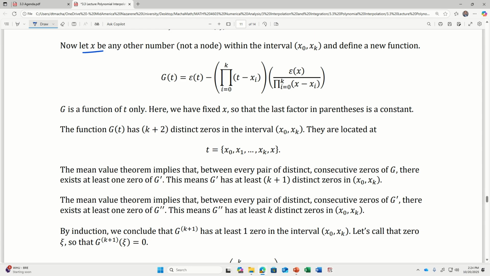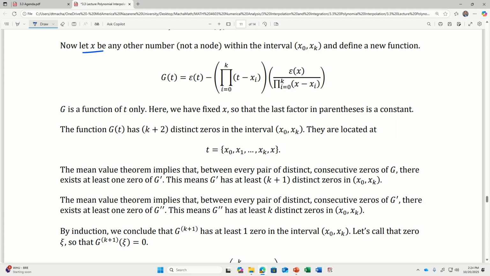The next claim here says the function g has k plus 2 distinct zeros. They're located at all of the nodes, right? There's k plus 1 nodes, and g is going to be 0 when t is equal to one of the nodes. Because if t is one of the nodes, the error at a node is 0, and also t minus one of the nodes is going to be 0 for one of those factors.